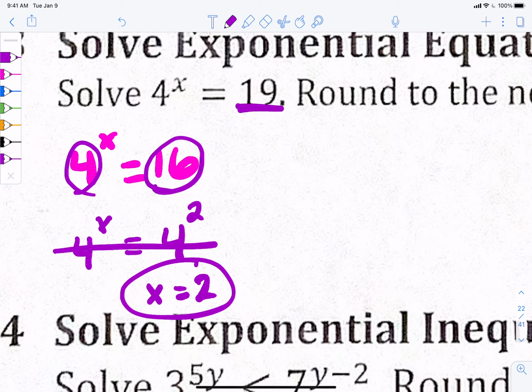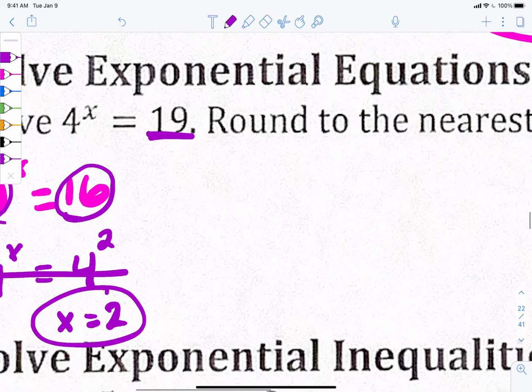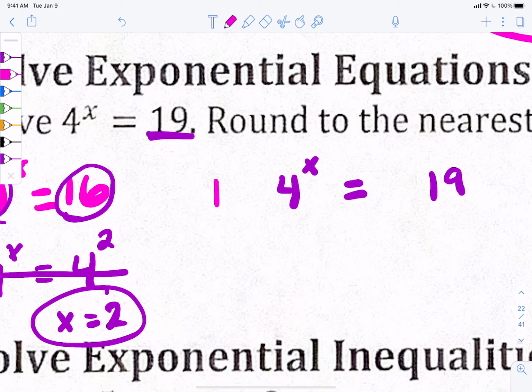So we have to figure out how many times do you take 4 times itself to get 19? You can't do that, right? It's going to be a decimal. You can't take 4 times itself any whole number of times to get 19. So what we do instead, this is how we solve these when they don't come out nicely, like the 4 and the 16. What we do is we insert a log on both sides.